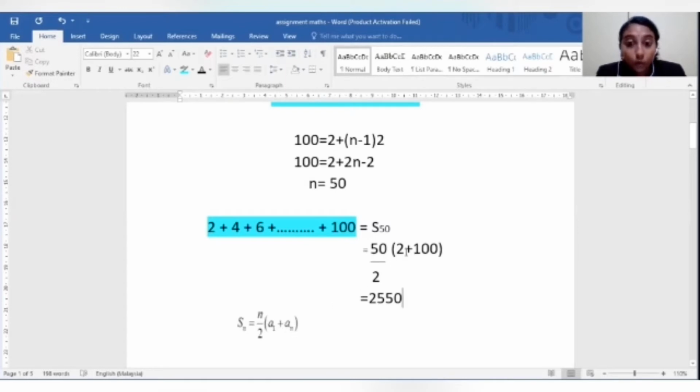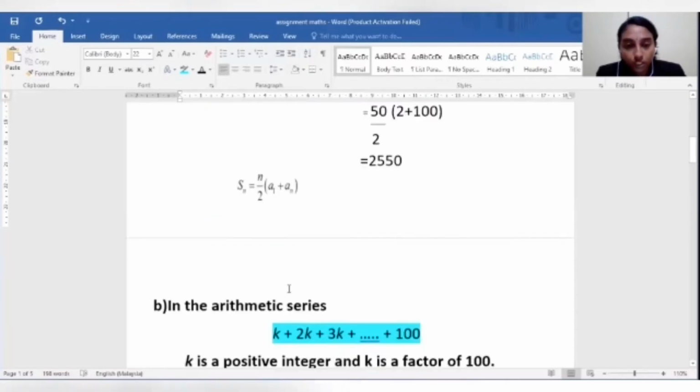Our a1, which is the first term, is 2. And then our last term is 100. I just put it here. What we have to do is settle this equation first, then only we can divide. If we settle this, we will get 102. So 50 divided by 2 times 102. So we will get 2550. This is the answer for the first question.